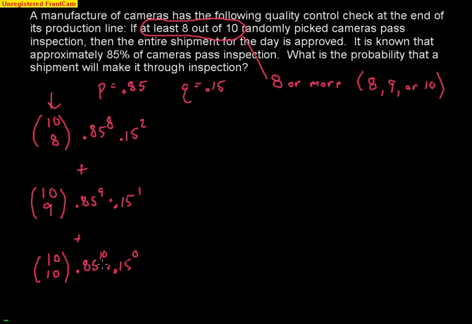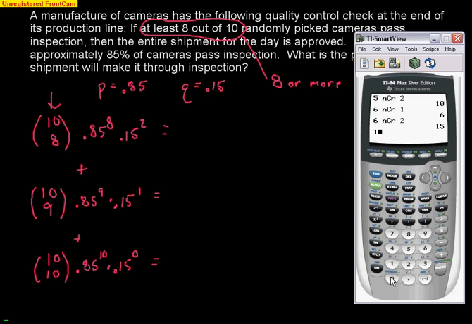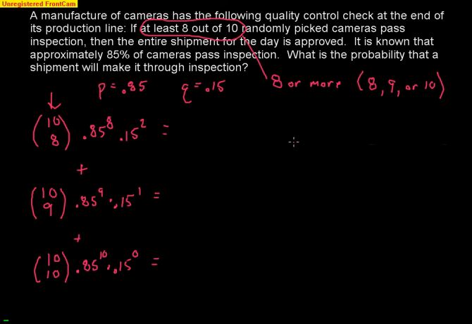Again, I have to figure all these out and add them together, because the problem did say at least 8, and that means 8 or more. Hopefully you understand that. All right, so here I go. The first thing I do is figure out what is 10 choose 8. So math, slide over to PRB, nCr, choose 8. How many different ways can that happen? Holy cow, 45 different ways. I certainly would not want to list all those out. So we have 45 times 0.85 to the 8th times 0.15 to the second.